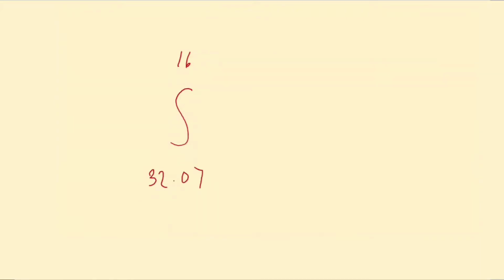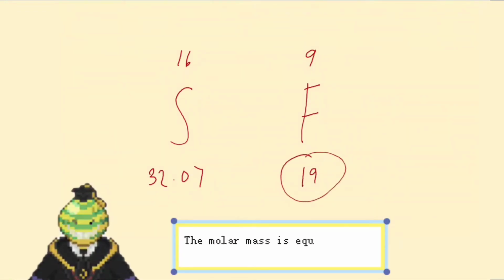So let's say we're going to find the molecular mass of atomic fluorine. Fluorine has an atomic number of 9 and an atomic mass of 19. So 19 is the molar mass of fluorine. The molar mass is equal to the atomic mass of an element.